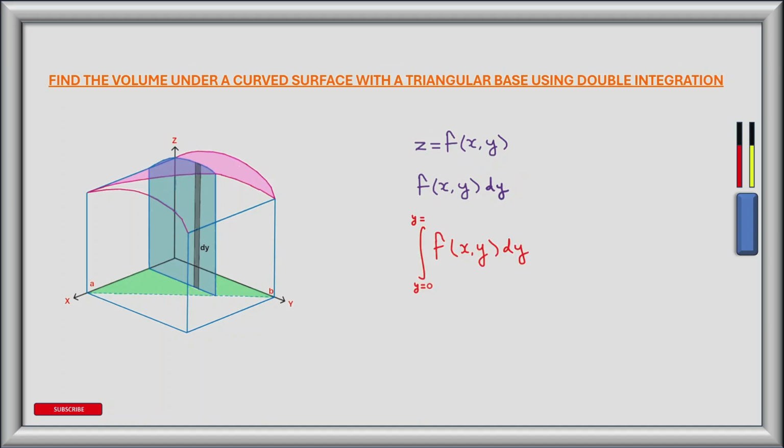We do this by integrating in the y direction starting at 0. When we had a rectangular base, our upper limit of integration was a constant. In this case, however, the upper limit will be variable and a function of x.